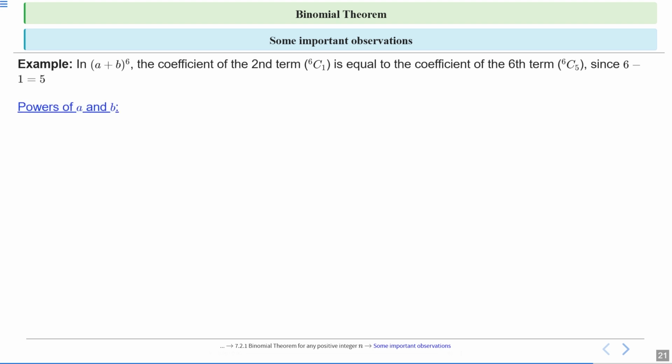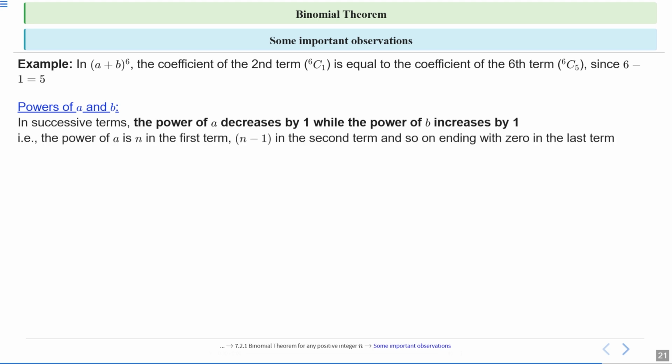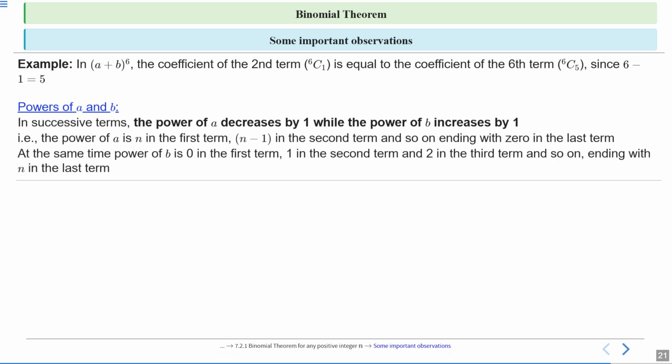The power of a and b: in successive terms, the power of a decreases by 1 while the power of b increases by 1. That is, the power of a is n in the first term, then n-1 for the second term, and so on, ending with 0 in the last term. At the same time, the power of b is 0 in the first term, 1 in the second term, and 2 in the third term, and so on, ending with n in the last term. I hope these observations are clear to all of you.